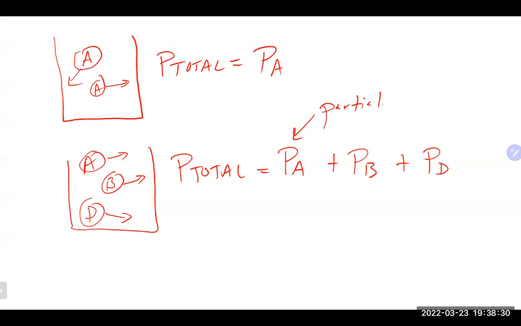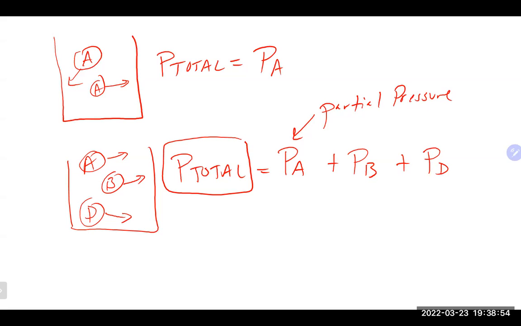And they're referred to as partial pressures. So that would be the partial pressure of A, the next would be the partial pressure of B, and the last would be the partial pressure of D. They're referred to as partial pressures because they each contribute to the overall total pressure that we see in a particular mixture. So each of them is partially contributing, which is why they're referred to as partial pressures.